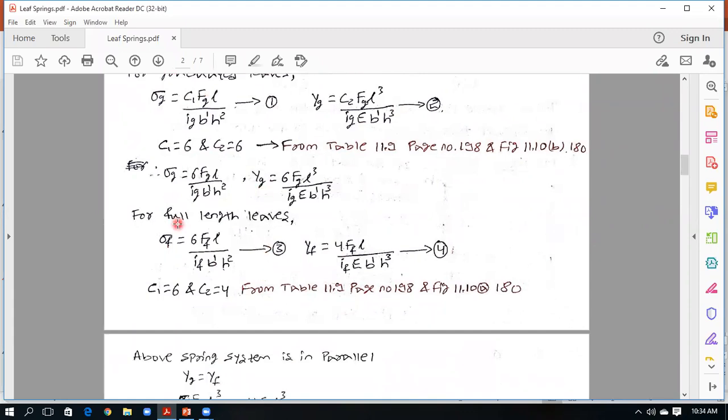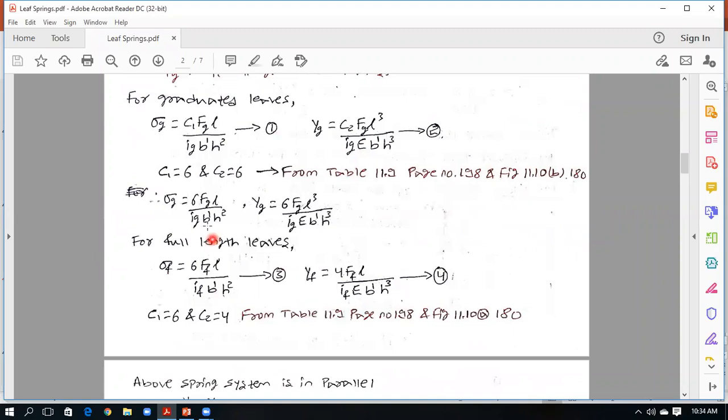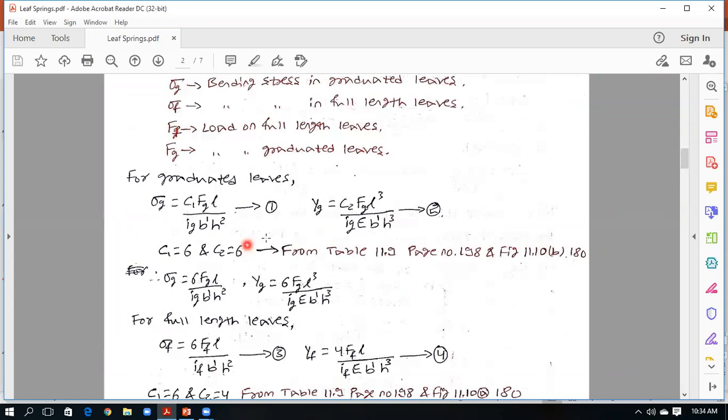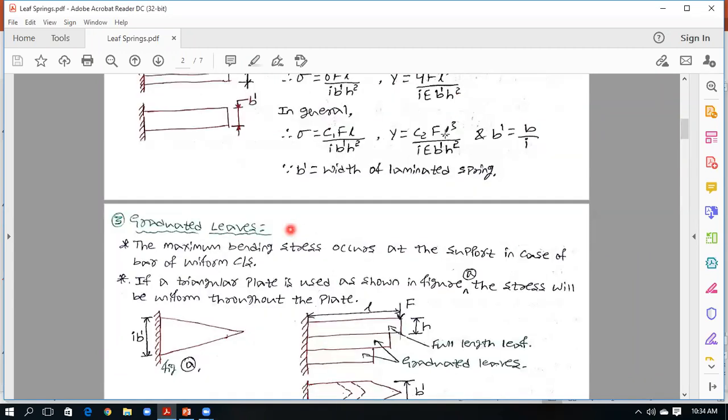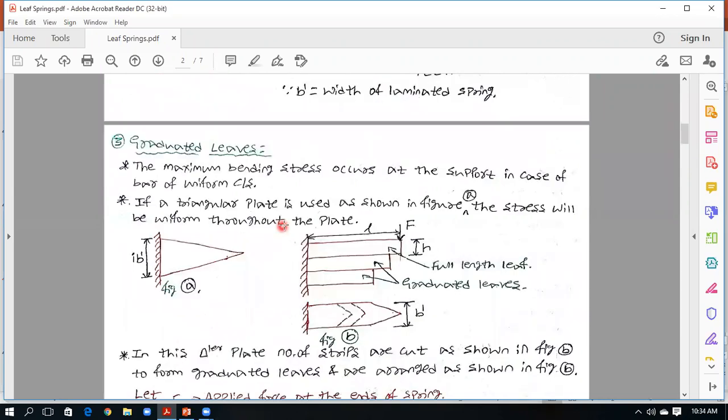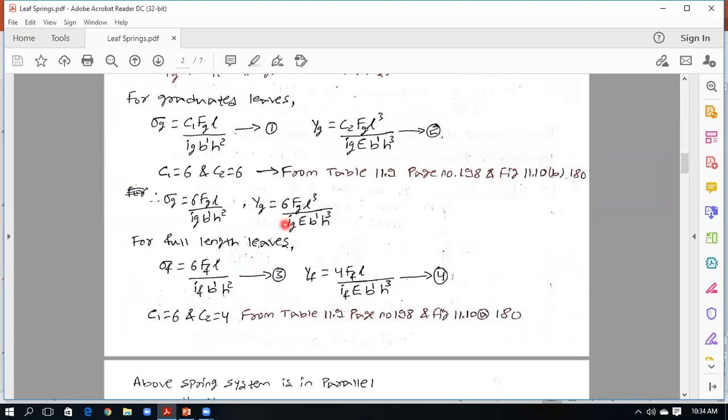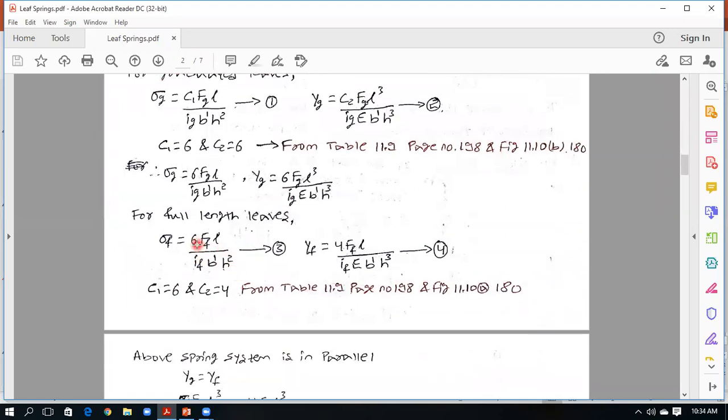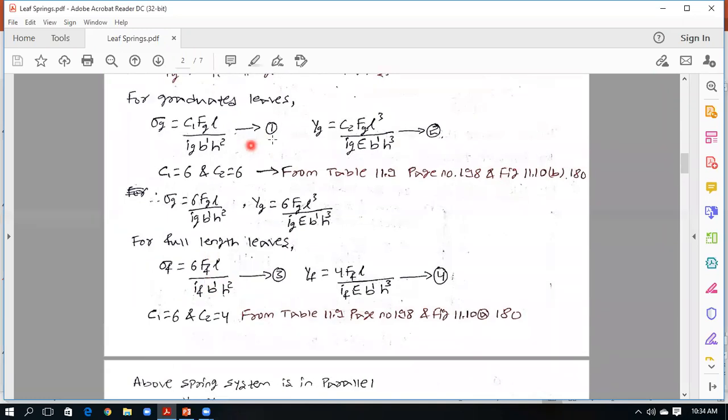Now I will take the full length leaves. Use the same formula. Take both the general equations. In case of full length leaves, you have to substitute sigma f of f, with I of f remaining the same. Similarly, in case of deflection also. In this case, I have directly substituted the values of C1 and C2. Here I have reduced one step. Whatever equation I wrote here, I have reduced that.